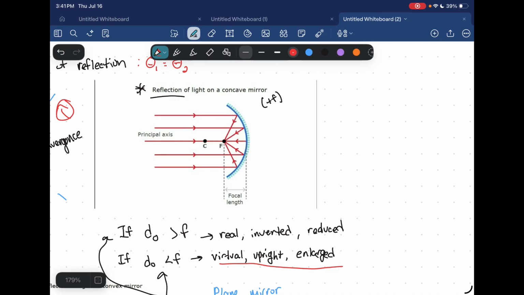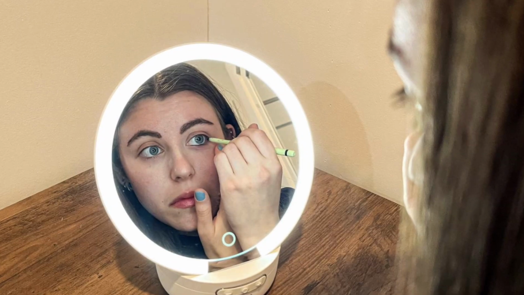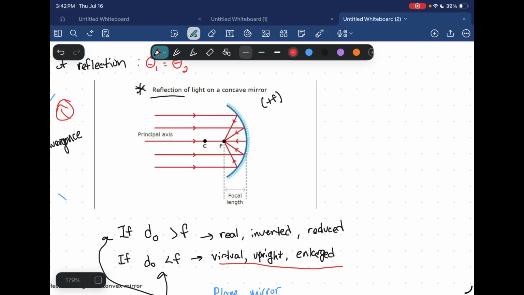So a simple way to remember this is if the distance of the object is outside the focal point, it creates a real inverted image. If it's inside of the focal point, it creates a virtual, upright, enlarged image. And this is why concave mirrors are used for things like makeup or for shaving. When your face is close to the mirror, inside the focal point, you see a larger, upright image.